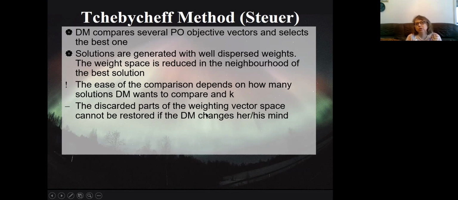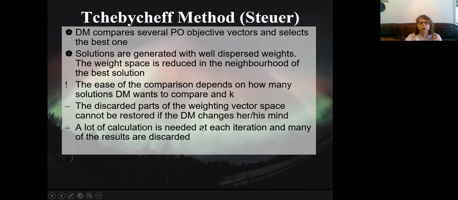And some convergence is expected from the decision maker. So if at some point the decision maker has not liked some kind of solutions, one cannot later say that I would like to get to that kind of solutions. We are assuming some kind of convergence. So if this kind of thing happens, then the decision maker needs to start from the very beginning.